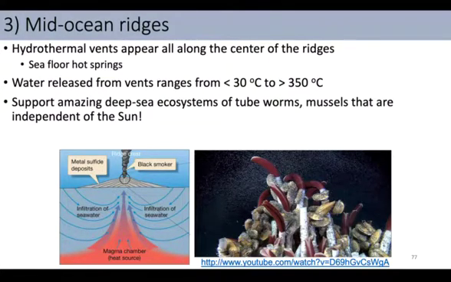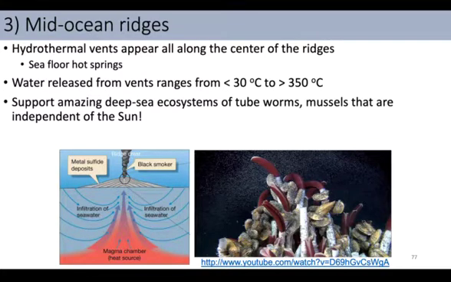So a fun feature of mid-ocean ridges are hydrothermal vents. We often see hydrothermal vents along the center of the mid-ocean ridge. So it's essentially an underwater hot spring. There's a lot of heat being released from this magma chamber, so there can be very, very hot water right next to very cold water. It's very cool because this unbelievable amount of heat is much below the depth that light can penetrate. So there's absolutely no light.